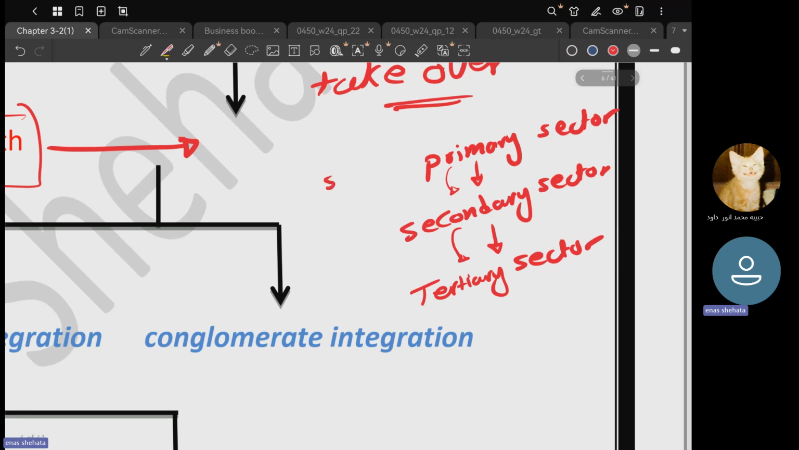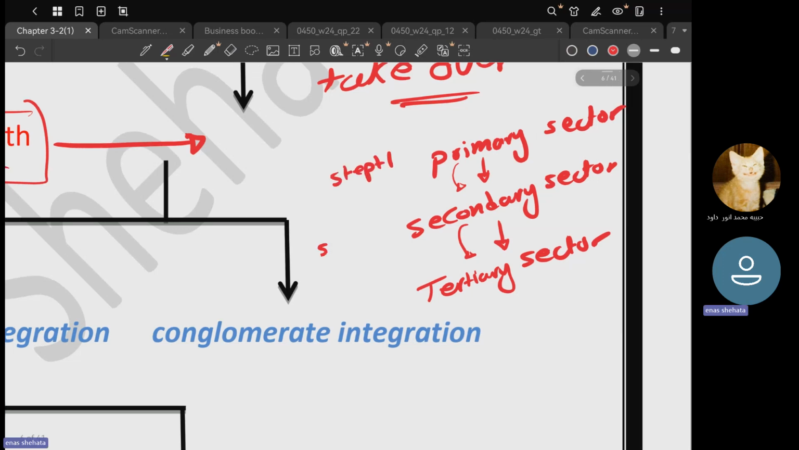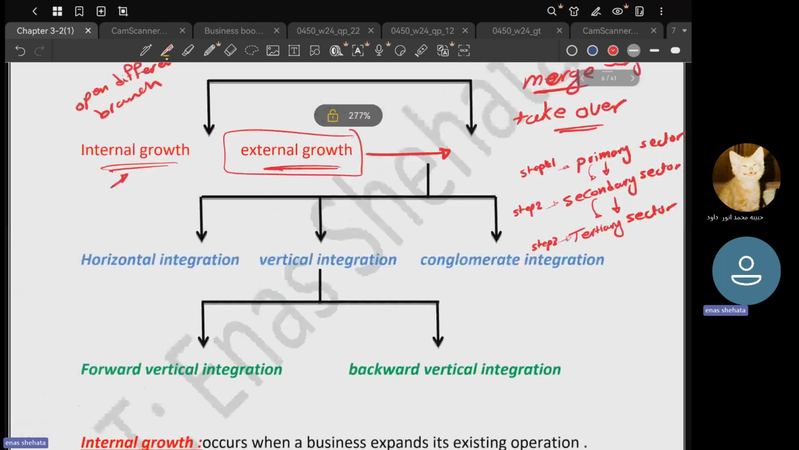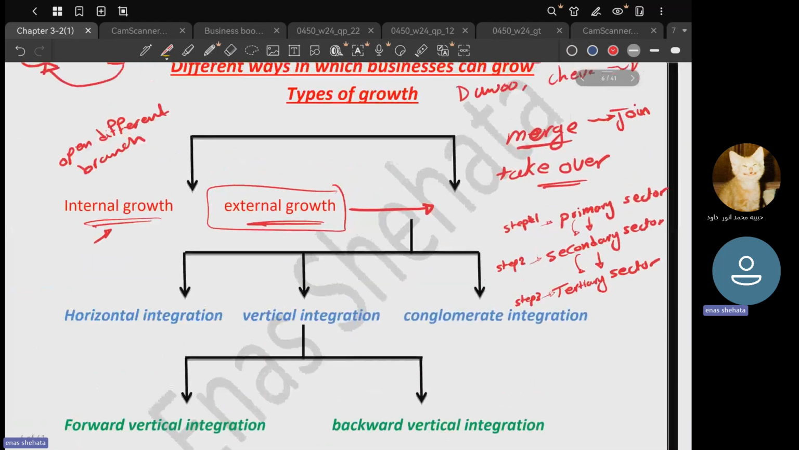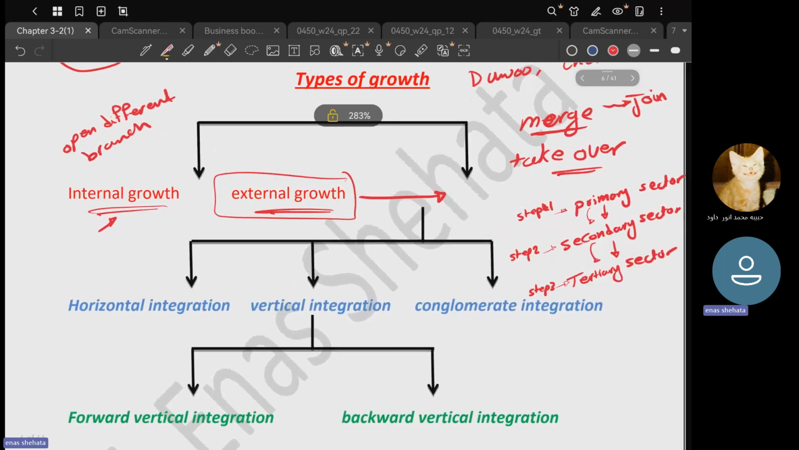So this is step number 1, this is step number 2, and this is step number 3. In any market or any industry, we have those 3 steps: a business that provides raw material, a business that manufactures this raw material into finished goods, and a business that sells the finished goods. Let's go back to the integration, or the external growth, that we are talking about. First one, horizontal integration. Horizontal integration is like this.